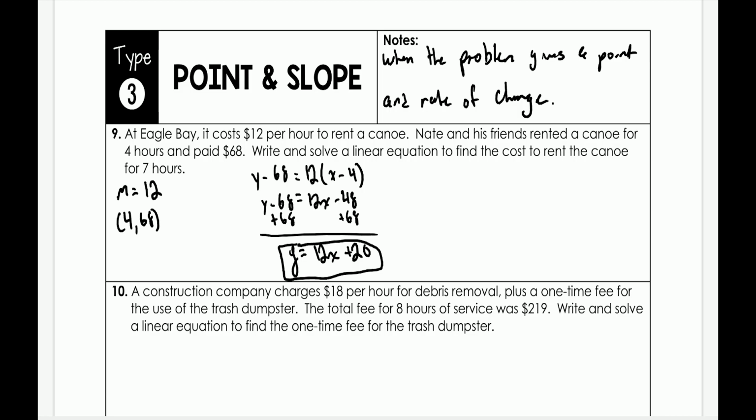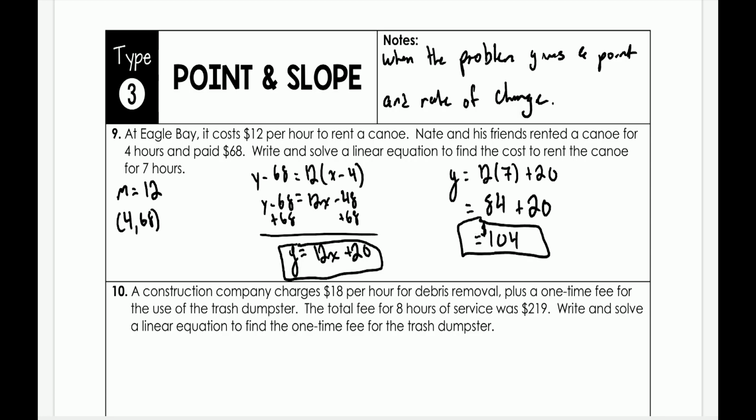And now we're asked to solve a linear equation to find the cost to rent the canoe for 7 hours. Well, let's change x into 7. So we have y is equal to 12 times 7 plus 20. So 12 times 7 is going to be 84 plus 20, or in other words, $104. So we have that if you rent the canoe for 7 hours, you're going to pay $104.